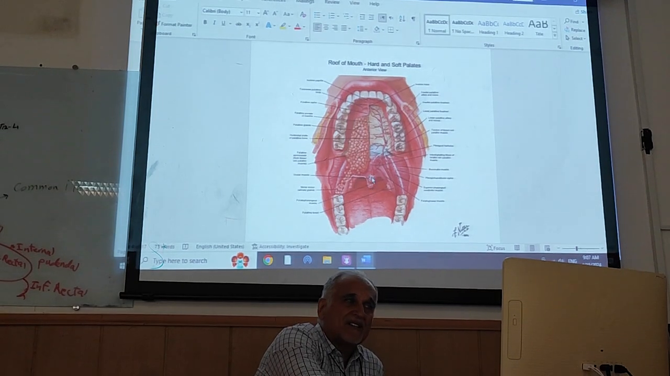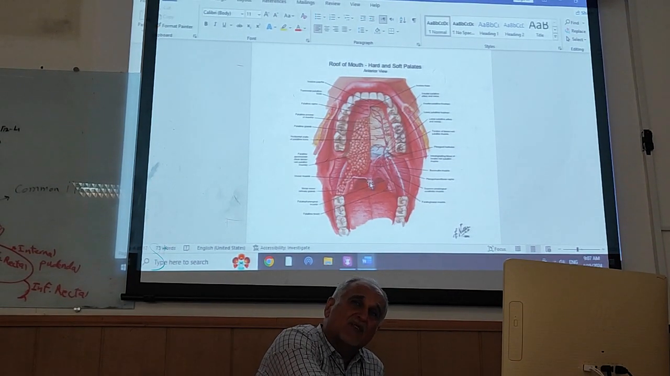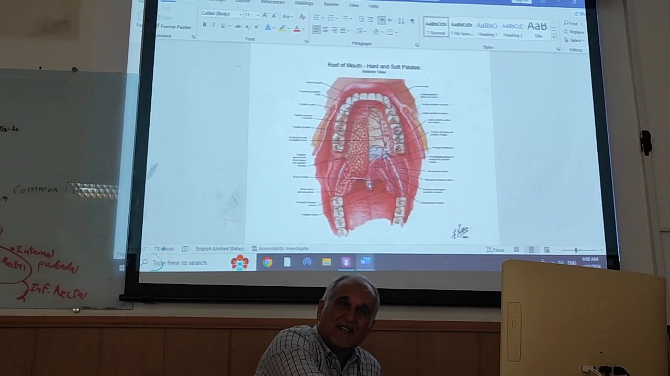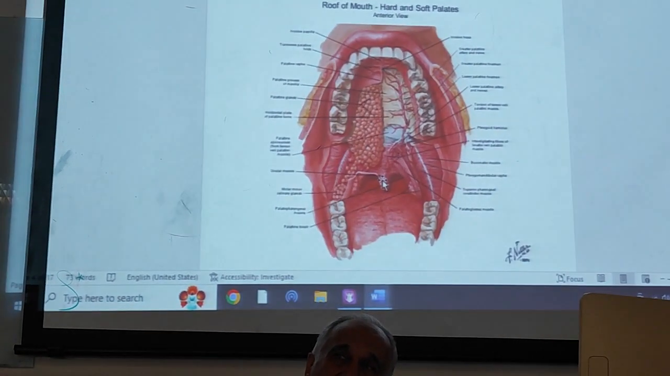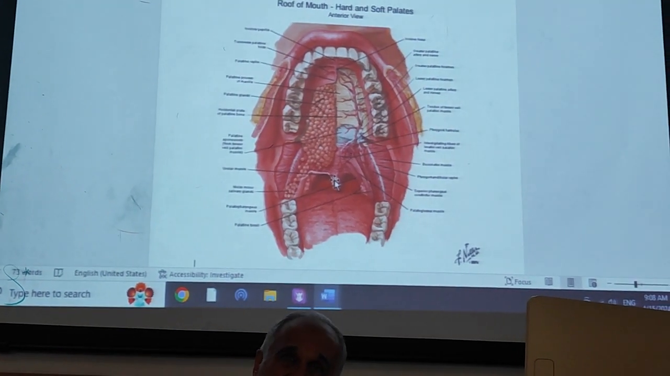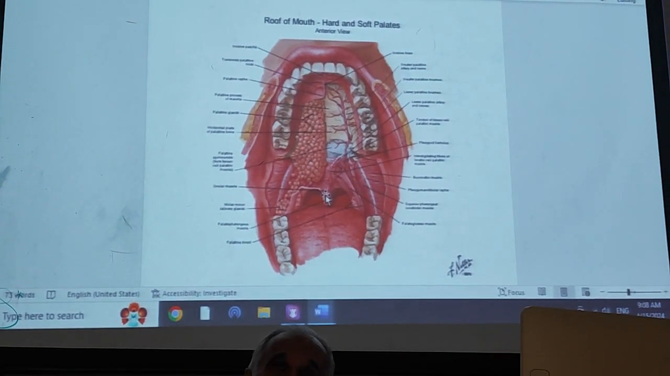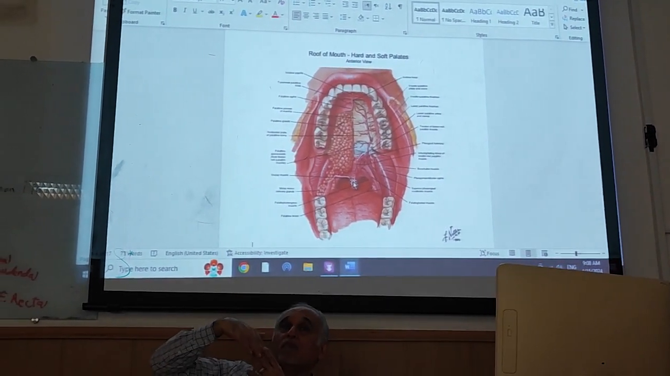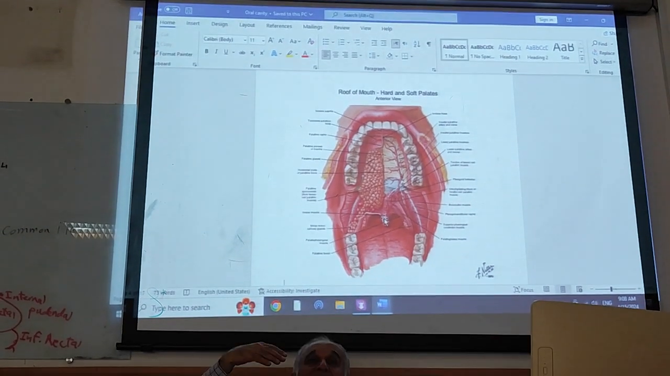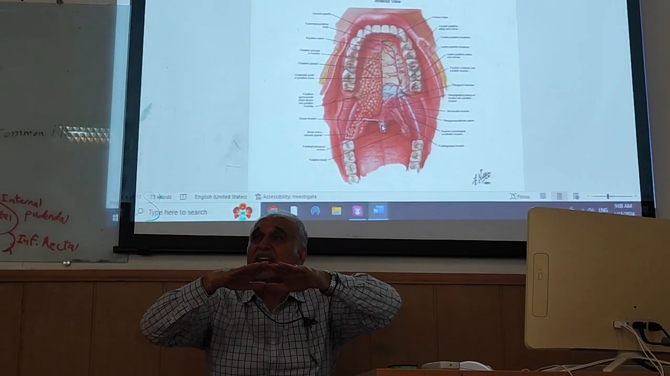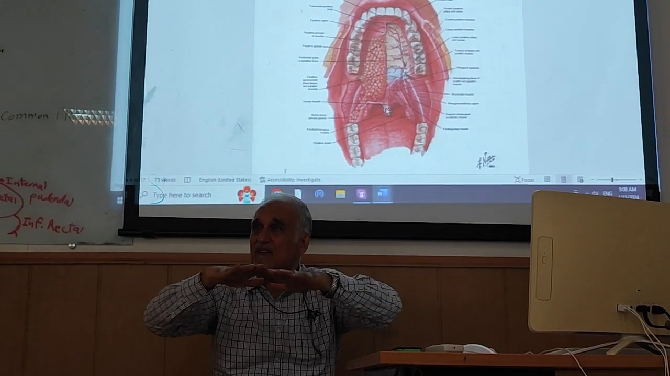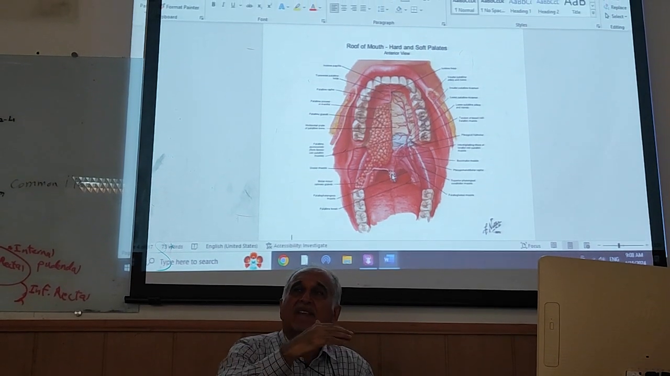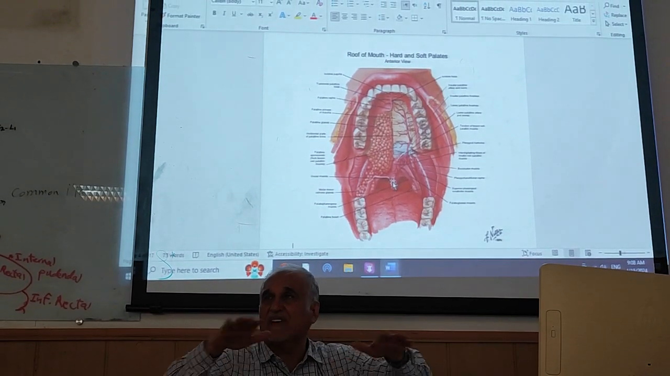And especially the uvula has muscles. So this muscle belongs to the uvula, the uvularis. And what two other muscles do we have for the soft palate? Tensor veli palatini and levator veli palatini. Levator palatini means pull up the soft palate, and tensor veli palatini means it pulls the palate and causes it to become flat.